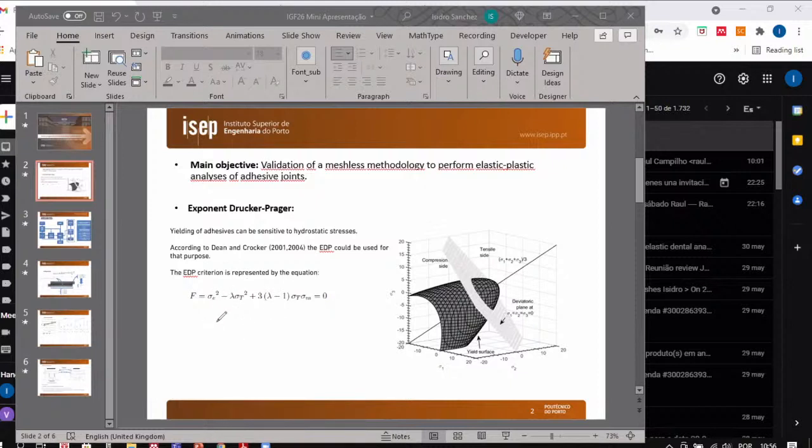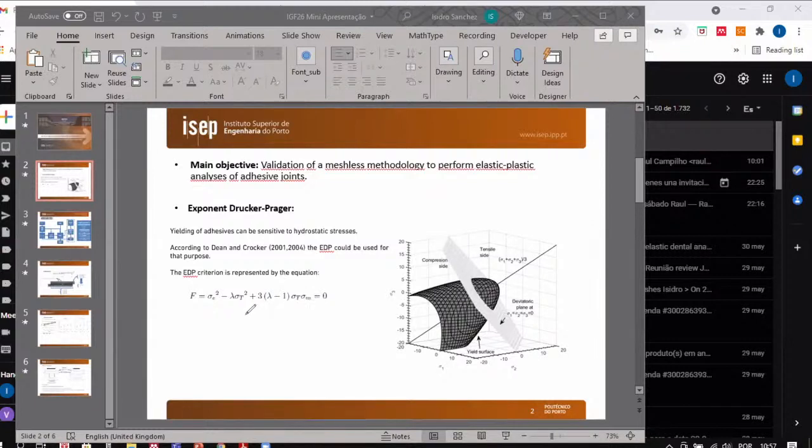This parameter is just to relate how the yield surface is changing. So once the parameter is taken care of, it's also well known that if the parameter goes below the square root of 2, it's not necessary to use this equation. We can go to the von Mises equation.